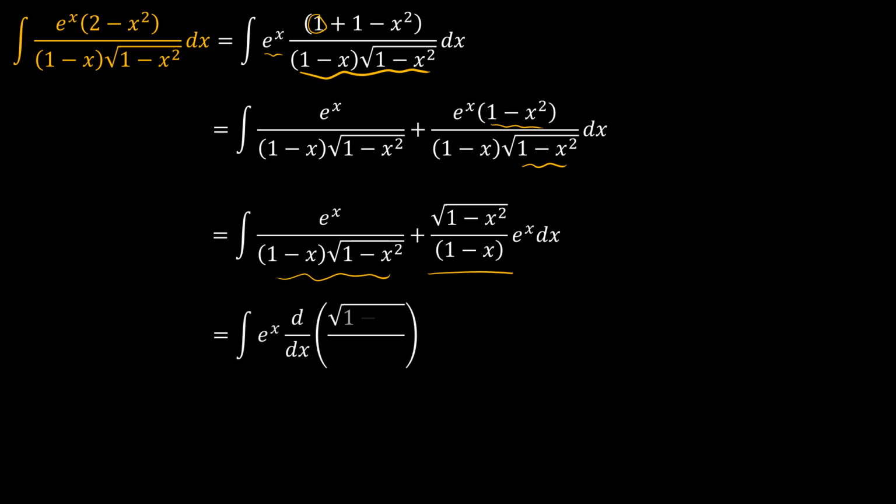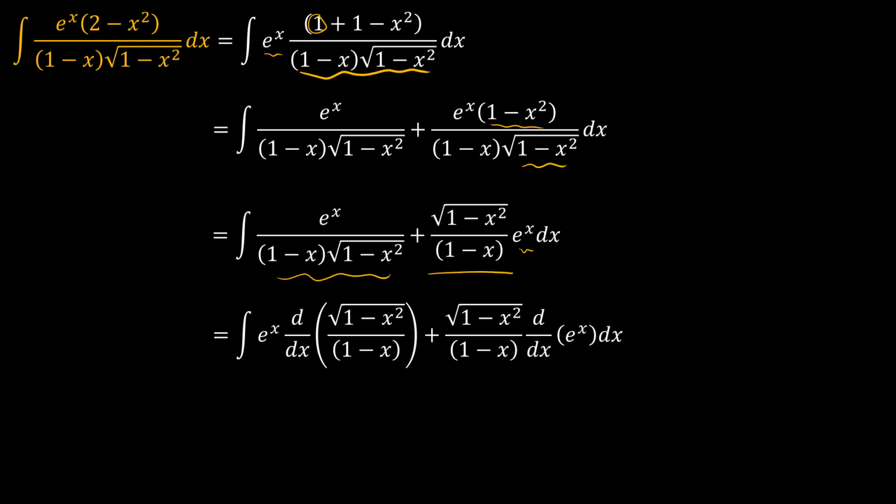Now we can re-express this as the integral of e to the x times the derivative of the square root of 1 minus x squared over 1 minus x, plus the square root of 1 minus x squared over 1 minus x times the derivative of e to the x. The derivative of e to the x is e to the x. And so we can now use the product rule here.